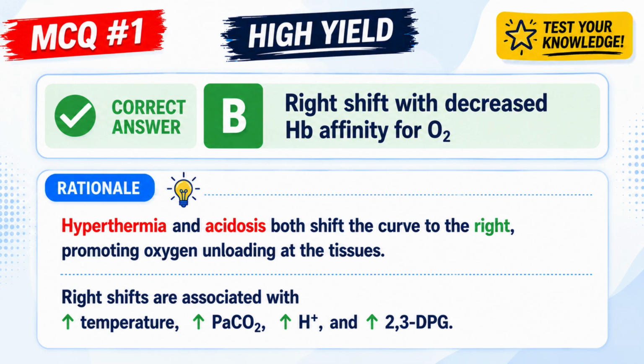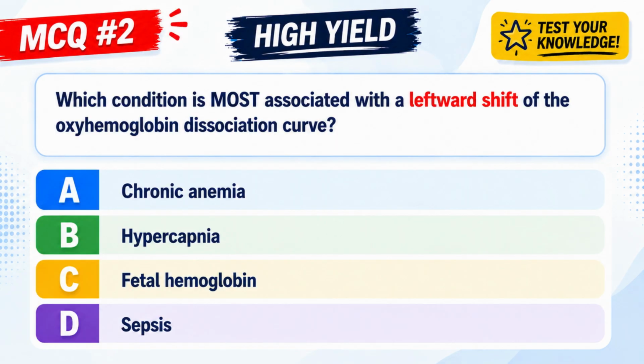Right shift mnemonic: increased temperature, increased CO2, increased H+, acidosis, increased 2,3-DPG, exercise. Which condition is most associated with a leftward shift of the oxyhemoglobin dissociation curve? A. Chronic anemia, B. Hypercapnia, C. Fetal hemoglobin, D. Sepsis.